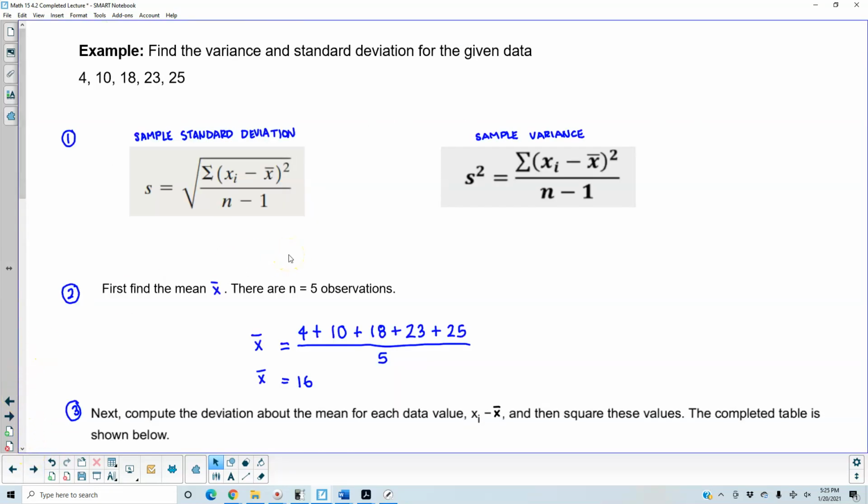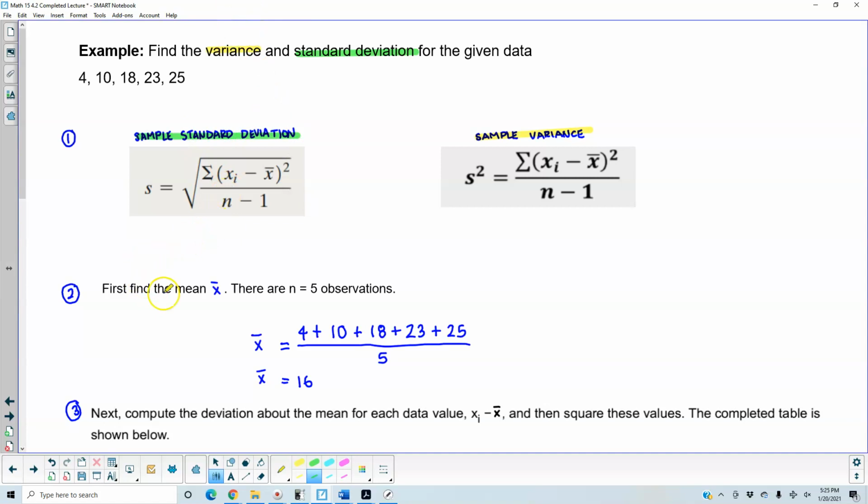So let's take a look at an example. We want to find the variance and standard deviation for the given data: 4, 10, 18, 23, and 25. So we can see here that the formula for the variance is given here, and the formula for the standard deviation is there.